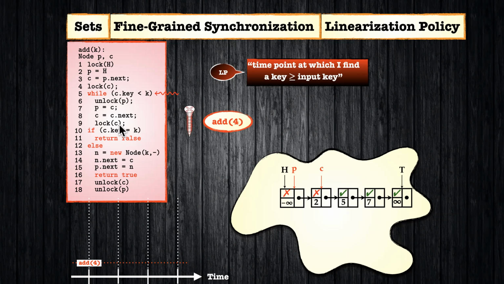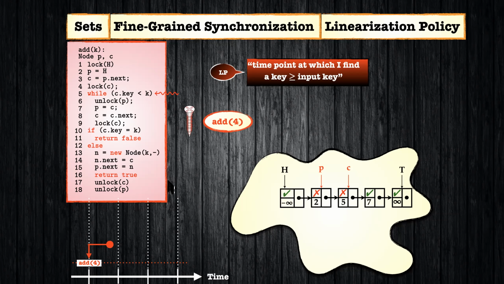And this is exactly the point at which I have found the key to compare with my key, the first key which is not smaller than my key, which in this case is the 5. So this is my linearization point now. I have run the while loop one more time, and now I have reached here where I can linearize. So this is the linearization point. Now I have found the key, but remember that I have indeed not inserted the key itself inside the list. Nevertheless, I say that at this point, it takes effect.